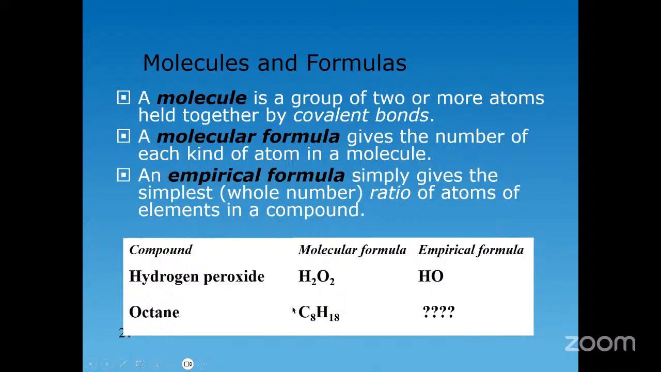So here we are given the molecular formula for octane, C8H18. So what do you think the empirical formula for octane is? C4H9. Mm-hmm. C4H9 is indeed correct. Very good.